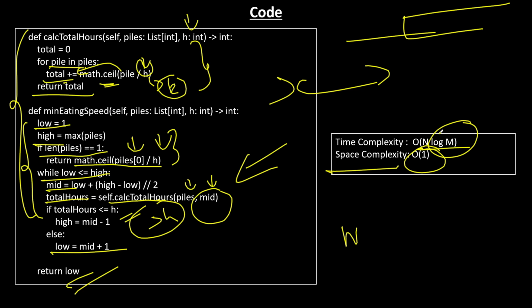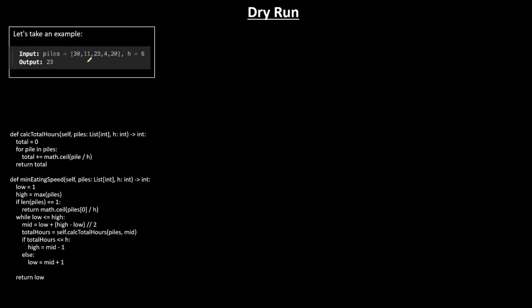So I hope you understood the core explanation. Let's move to the next slide. Now, since we have the understanding of the code, let's look at the dry run of the example. For understanding, I have brought down the code here. So let's do the dry run for this particular problem.